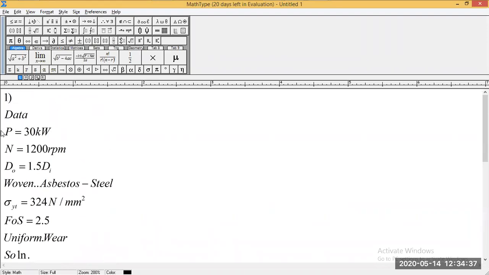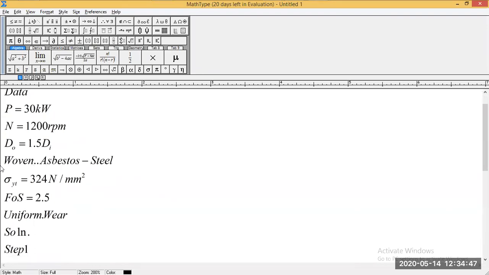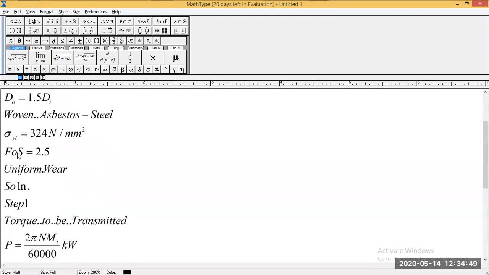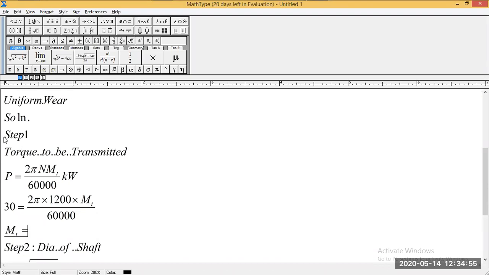Okay, first problem we are doing: given power and rpm, d naught is given as 1.5 di. This is the outer diameter and inner diameter given in the question. Material is woven asbestos with steel. Yield stress of the material is given, factor of safety is given, and the condition is uniform wear.